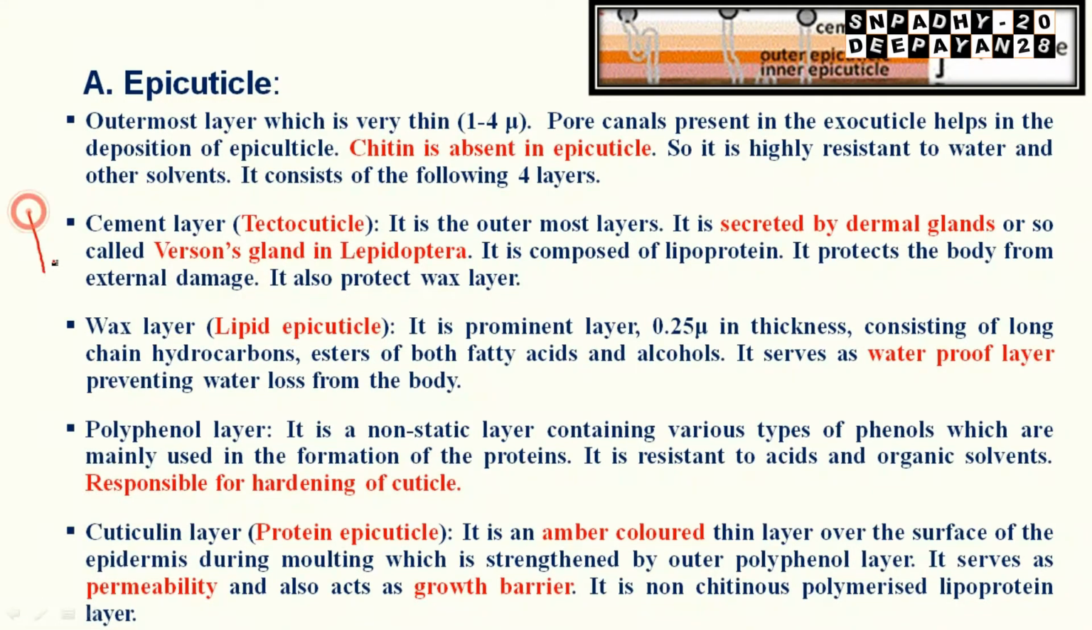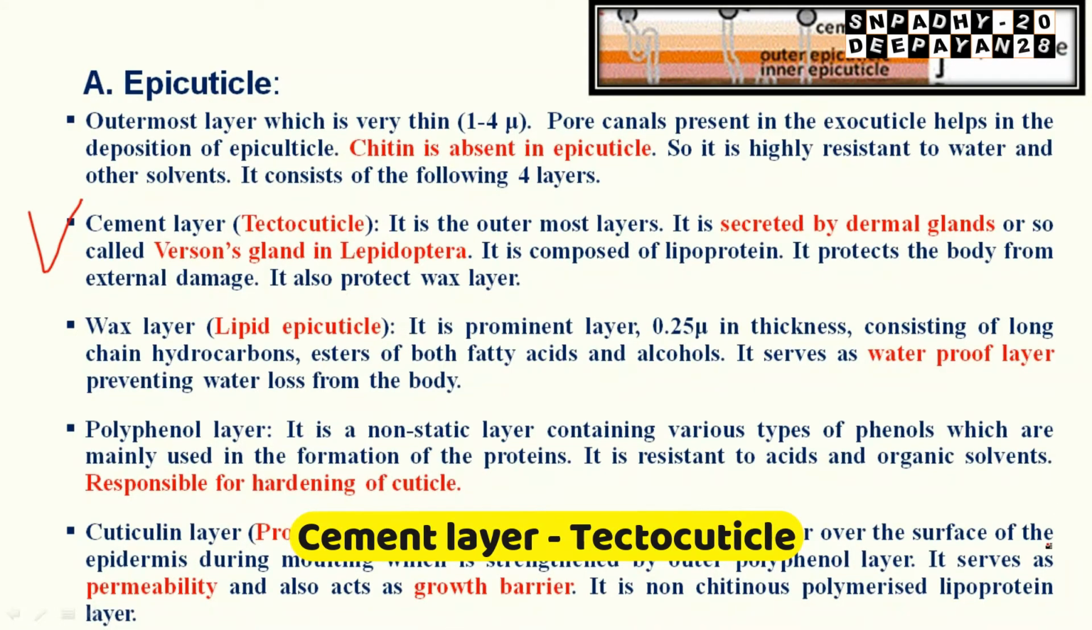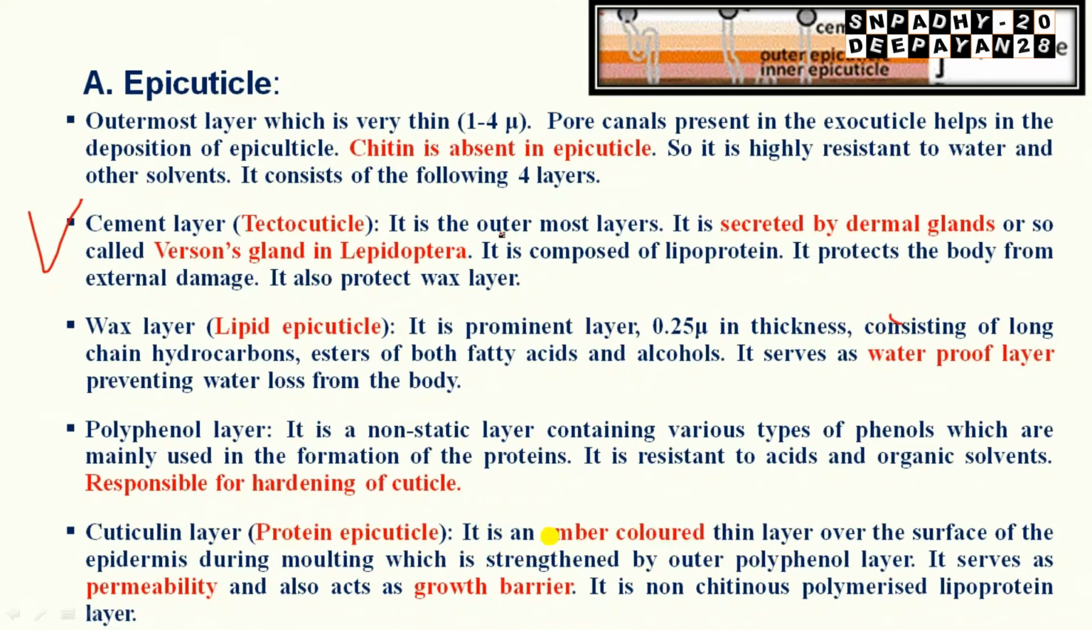So the first one is the cement layer, also called tectocuticle. It may come as a sub question. It is the outermost layer. After that, no layer is there. For your understanding, I guarantee you that, because till now I have been saying outer for so many things. So this cement layer is the outermost layer. After that, nothing is there.